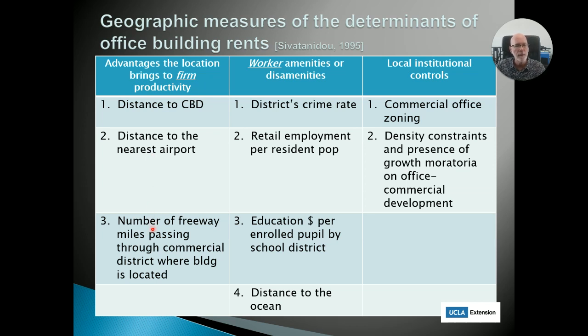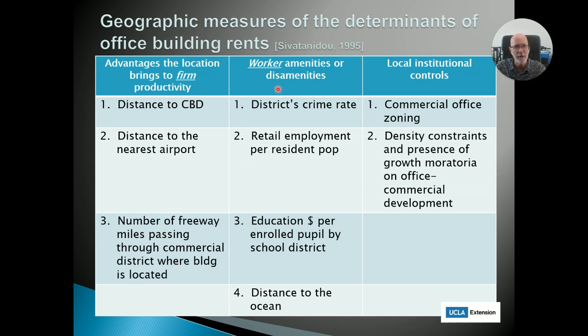Thirdly, what is the number of freeway miles? I think this is an interesting one. What's the number of freeway miles passing through this commercial district? The more freeway miles that are passing through it, the better for distribution and transportation.